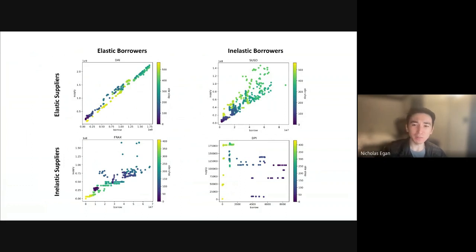Now, the top right figure of SUSD shows both diagonal and vertical lines, suggesting elastic suppliers and inelastic borrowers. And the bottom left figure of FRAX shows both diagonal and horizontal lines, suggesting elastic borrowers and inelastic suppliers.